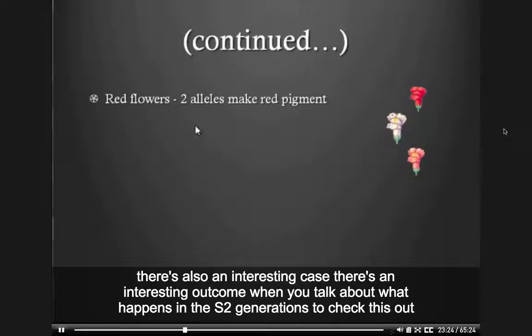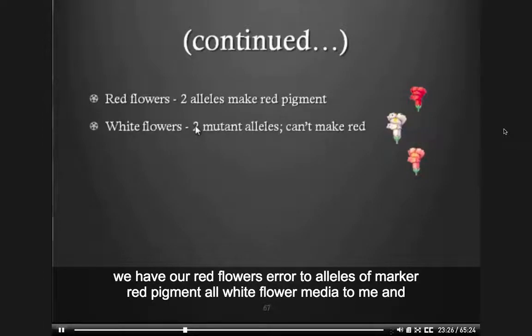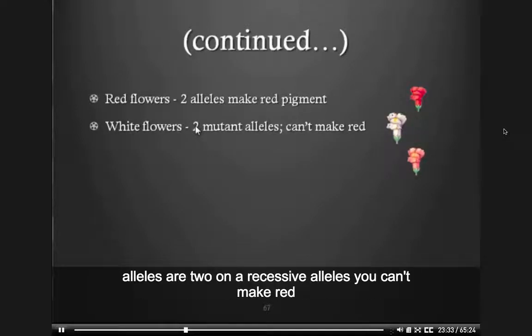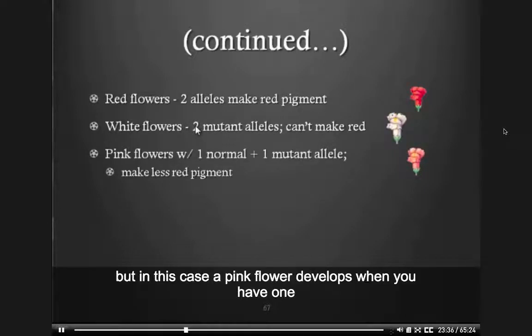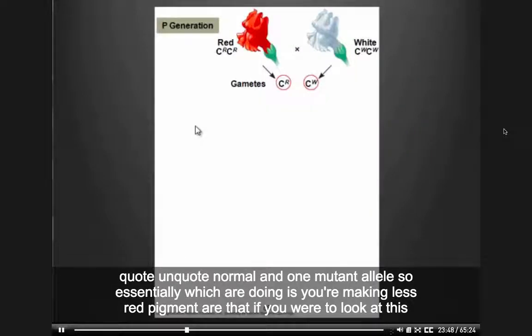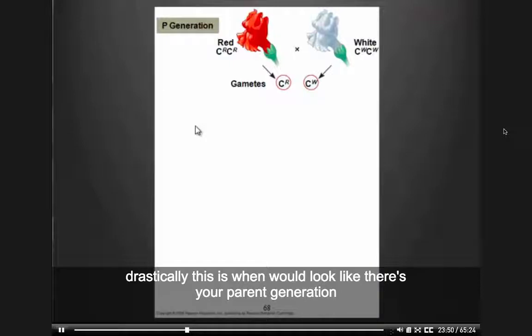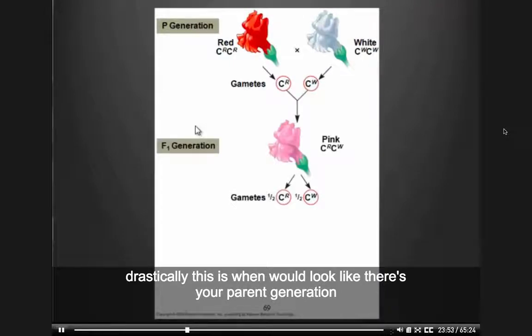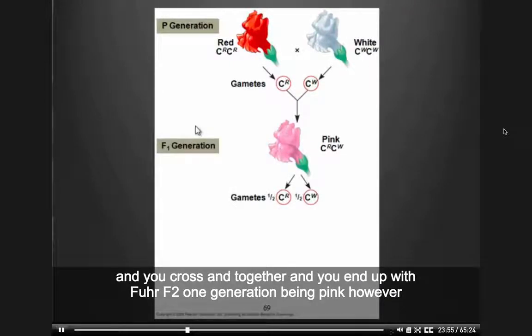So check this out. We have our red flowers there, 2 alleles, which make a red pigment. White flower means you have 2 mutant alleles or 2 recessive alleles. You can't make red. But in this case, a pink flower develops when you have 1 quote-unquote normal and 1 mutant allele. So essentially what you're doing is you're making less red pigment. If you were to look at this graphically, this is what it would look like. There's your parent generation, and you cross them together and you end up with your F1 generation being pink.